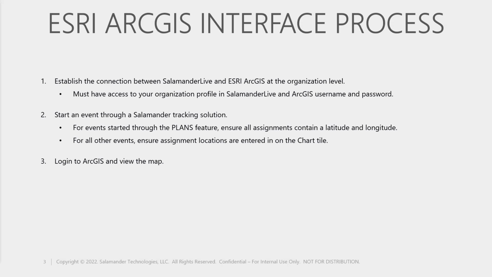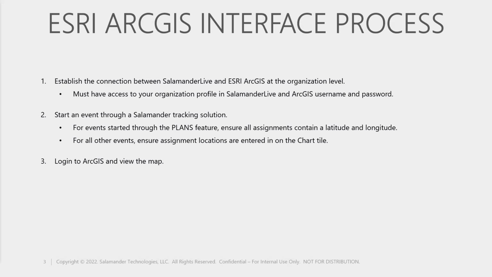Next step is to start an event through a SalamanderLive tracking solution. Initially, you'll have to trigger that initial feature creation in ArcGIS by starting an event. When starting an event through the Plans feature, just make sure that all your assignments contain a location with latitude and longitude. For events that are created in SalamanderLive track app, rapid tag, evac, or command, make sure the assignment locations are entered in on the chart tile.